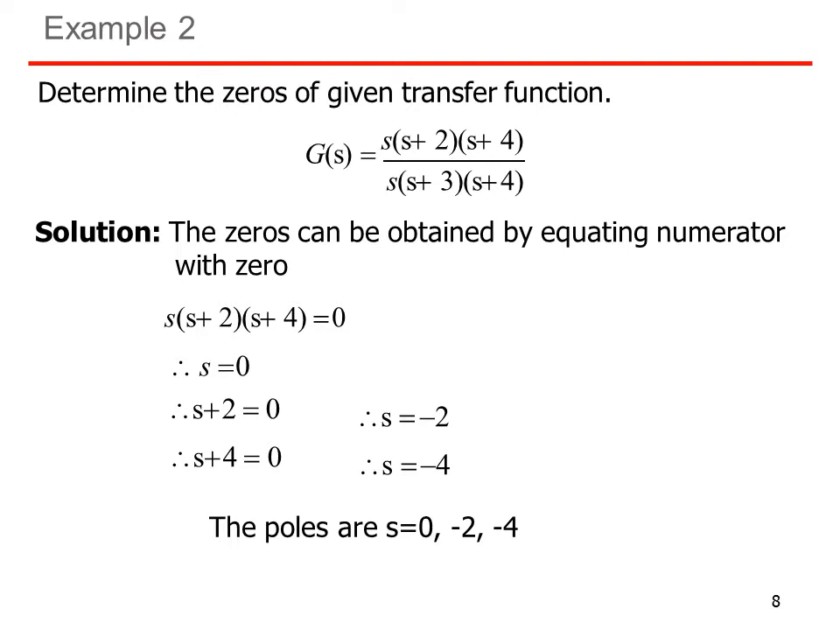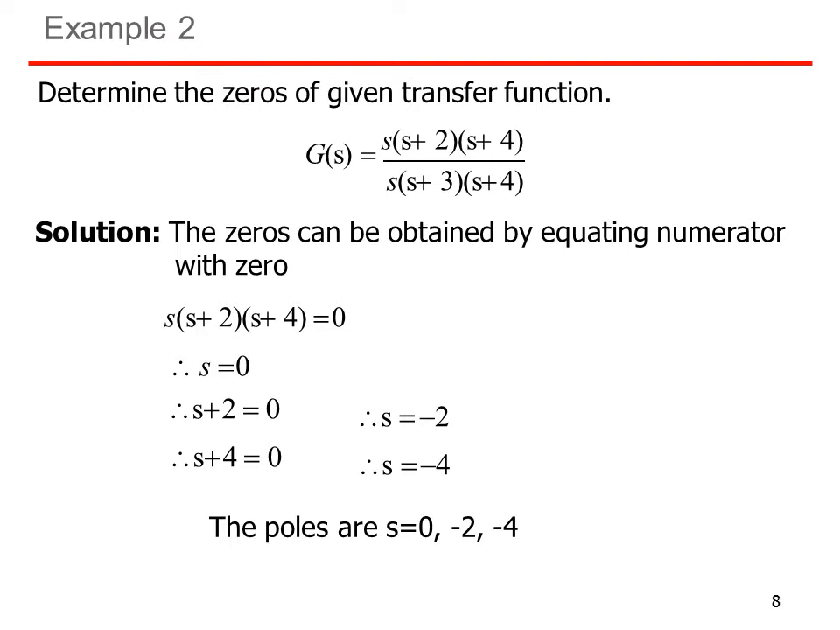So here is one example. Determine the zeros of given transfer function, and the transfer function is G(s) equal to (s plus 2)(s plus 4) divided by s(s plus 3)(s plus 4). So the zeros can be obtained by equating numerator with 0. So numerator is s(s plus 2)(s plus 4)... s is equal to 0, s plus 2 gives s is equal to minus 2, and s plus 4 gives s is equal to minus 4. So the zeros are 0, minus 2, minus 4.